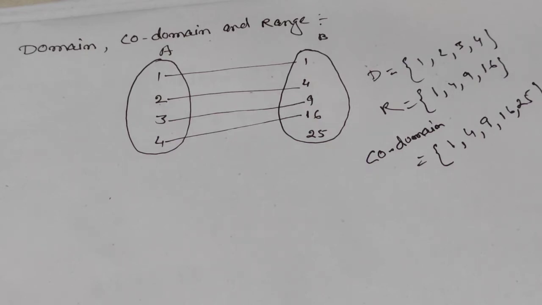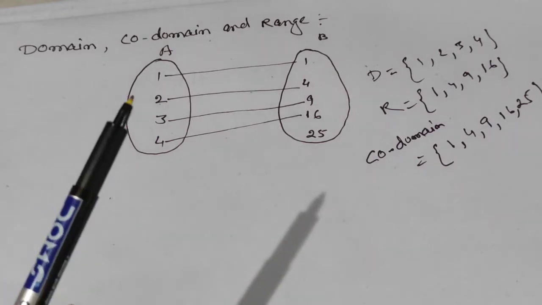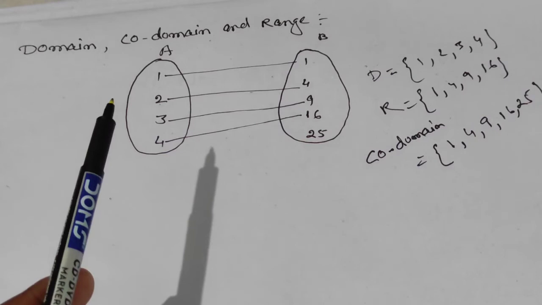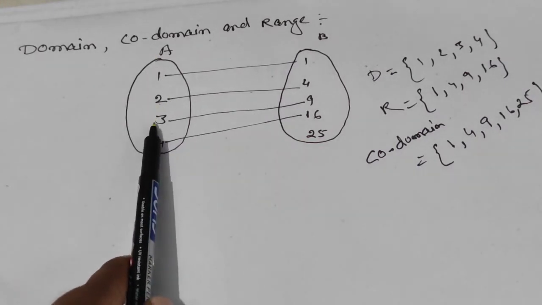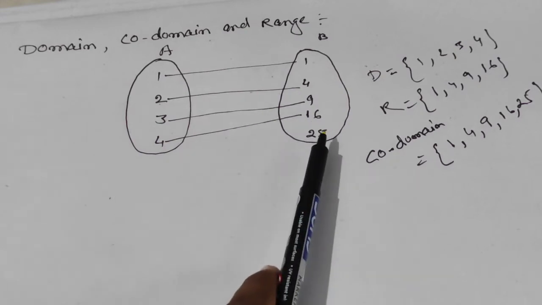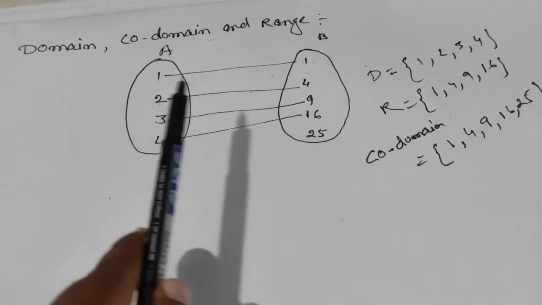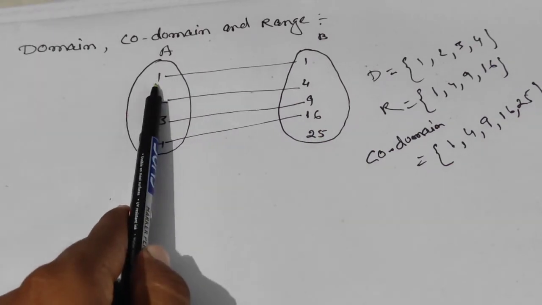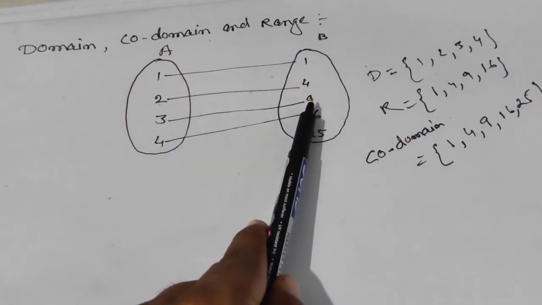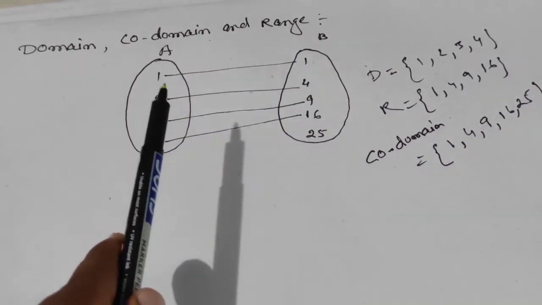Here I would like to introduce one more term, that is called function, because our topic is relation and function. So what is a function? If every element of set A has only one image in set B, then we say that it is a function. Once again, if every element of set A has one and only one image in set B, then we call it a function.